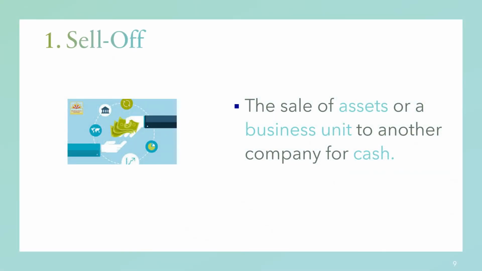Sell-off means the sale of assets or a business unit to another company for cash. The simplest way to divest an asset is to sell it. For example, selling off an old factory or warehouse. But sometimes the whole business division is sold. Asset sales are a way of getting rid of poor fits.